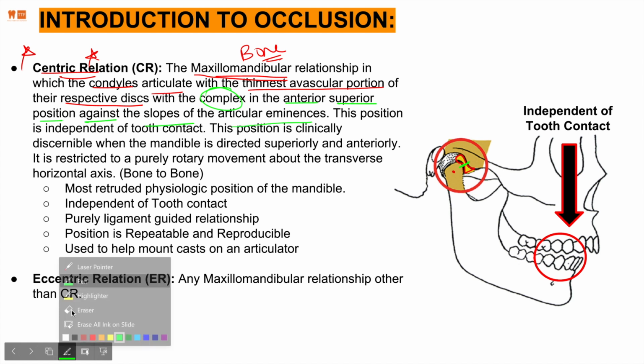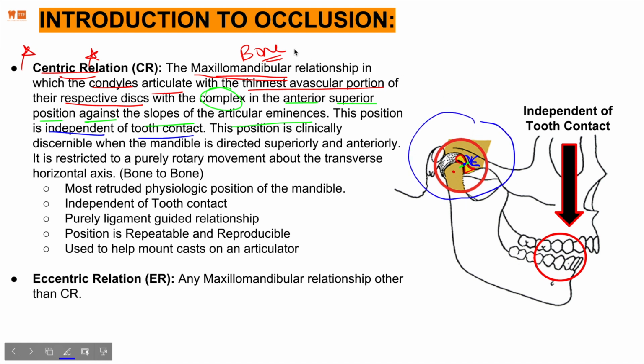Okay, so let's carry on with our explanation. This right here is the articular eminence's slope. Fair enough? Okay, now the condyle is touching the avascular thinnest portion of the disc at the anterior and superior slope of the articular eminence. Fair enough? That's clear so far? Perfect. This position is independent of tooth contact, which means when we talk about centric relation, it has to do with bone to bone, and has nothing to do with teeth.